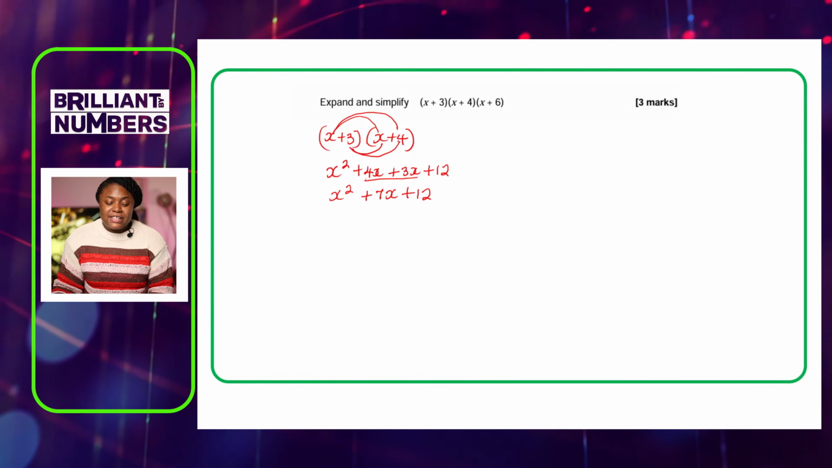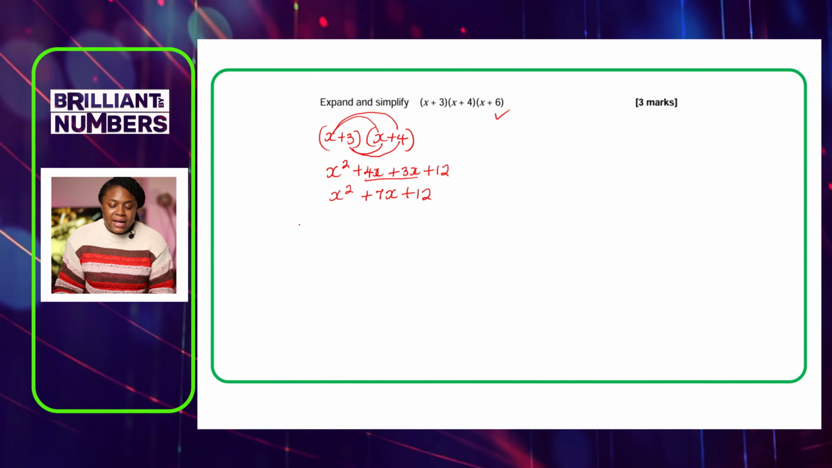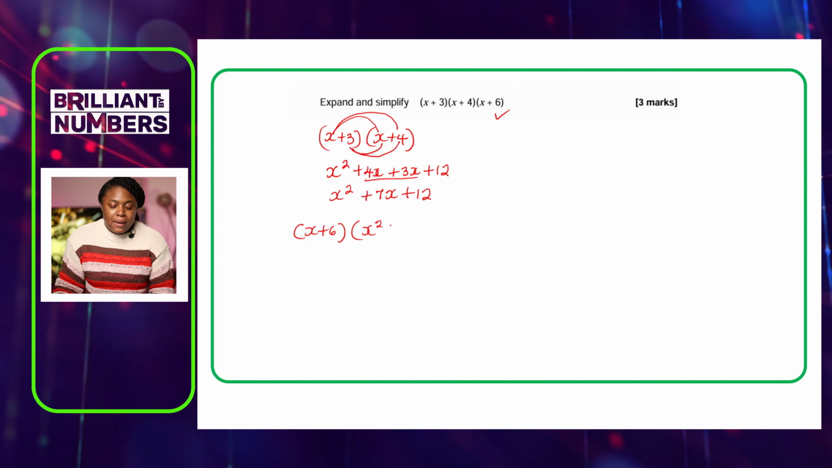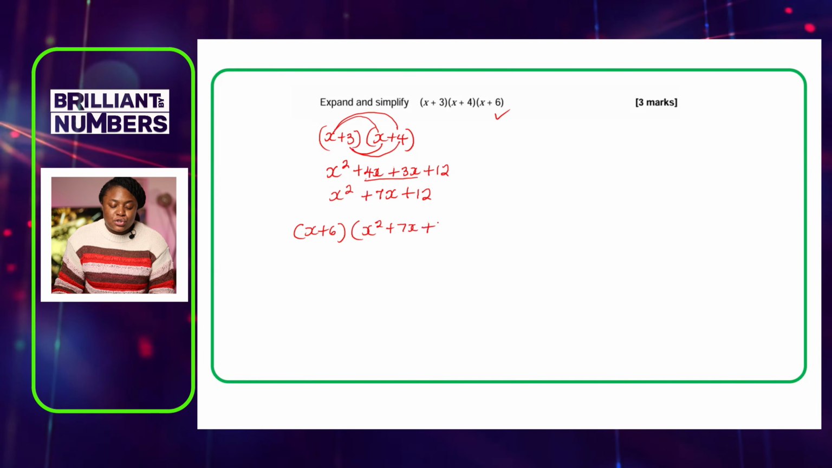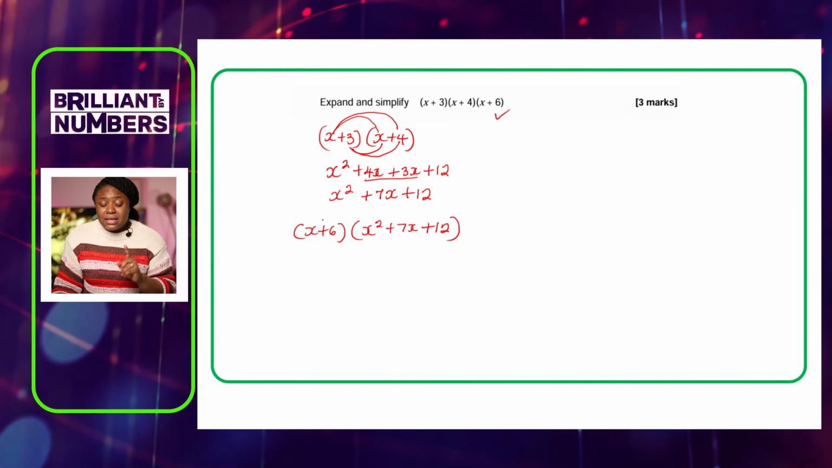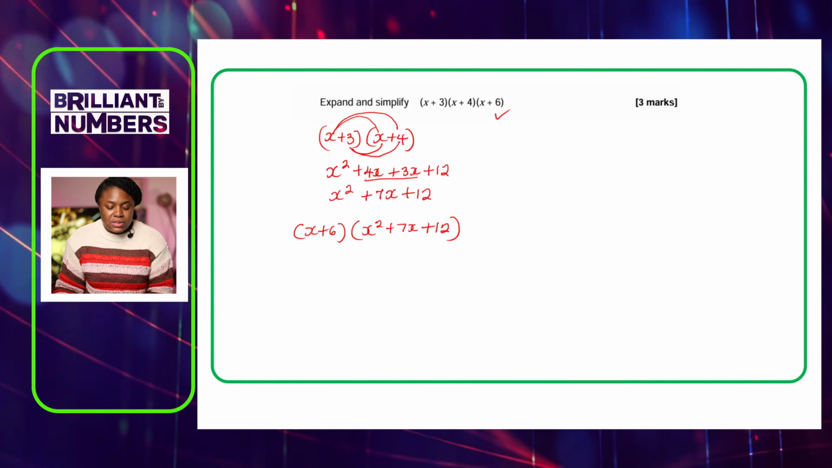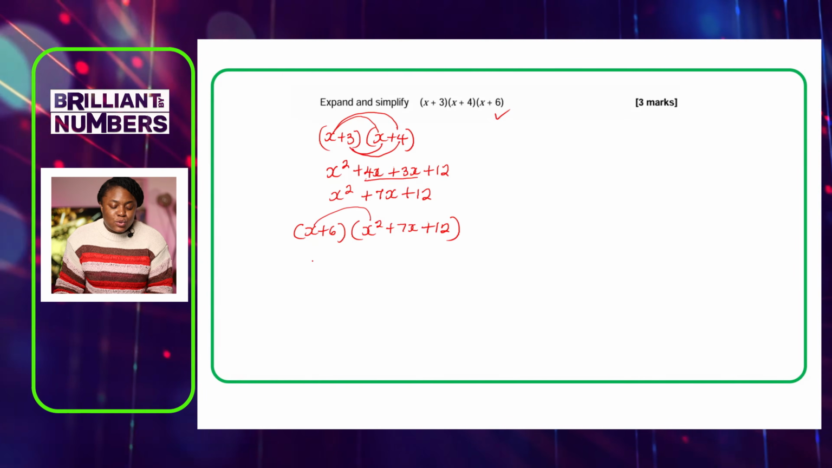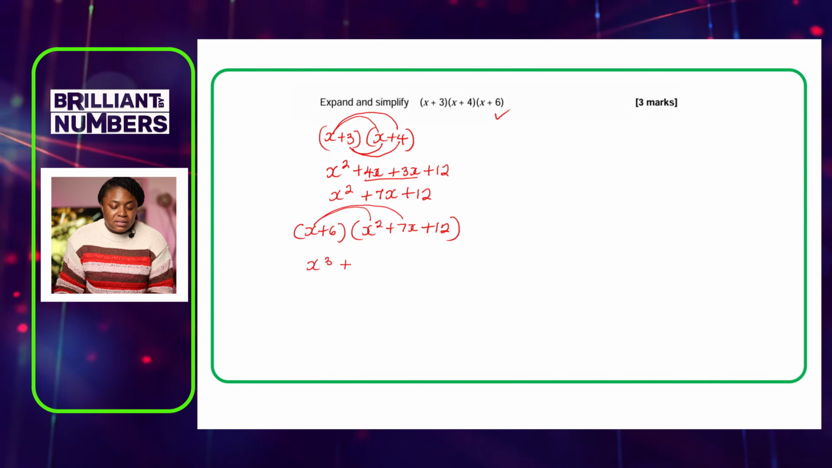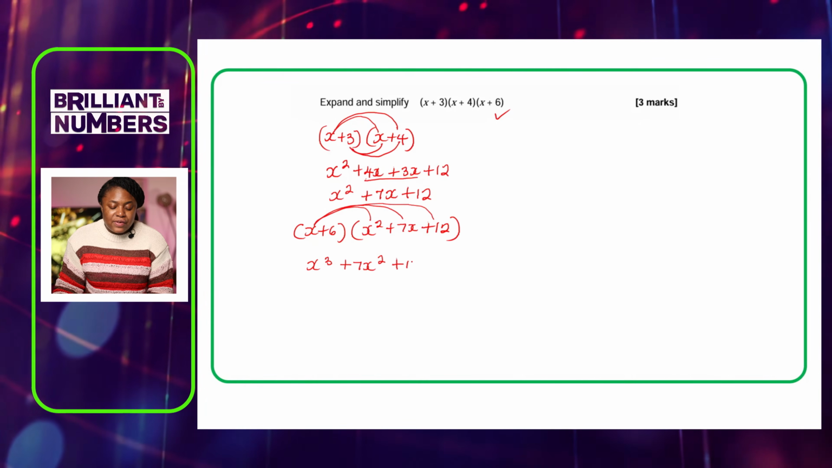All we need to do now is to use the third bracket to expand our answer. So I'm just going to rewrite x add 6, and then we need to do x squared plus 7x plus 12. So we're now going to expand the bracket. So a good idea is to use x to expand all 3 terms in the bracket, and then after using 6. So x times by x squared is x cubed. x times by 7x is 7x squared. x times by 12 is 12x.